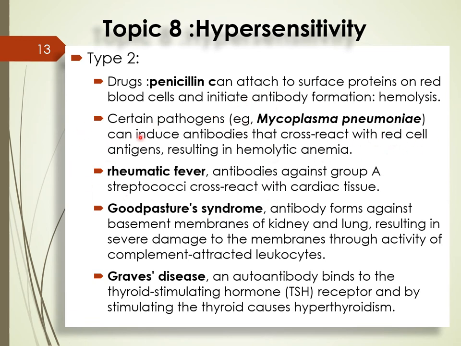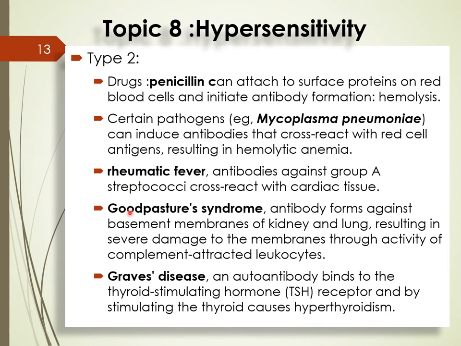Another example of your type 2 would be rheumatic fever. So again, for your type 2, you have ABO incompatibility, Rh, penicillin autoimmune hemolysis, then Mycoplasma pneumonia infection causing hemolytic anemia. Next would be rheumatic fever, wherein the antibodies against group A streptococci cross-react with the cardiac tissue. So this is an example of type 2 hypersensitivity reaction.